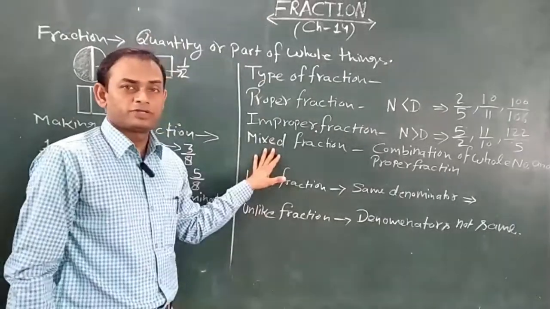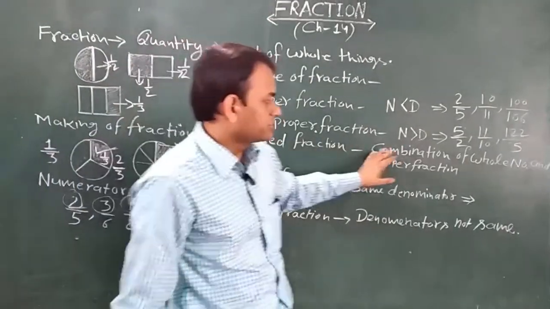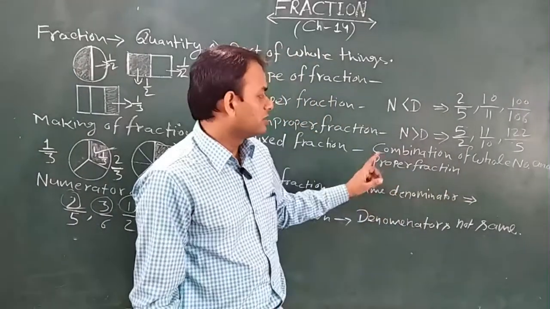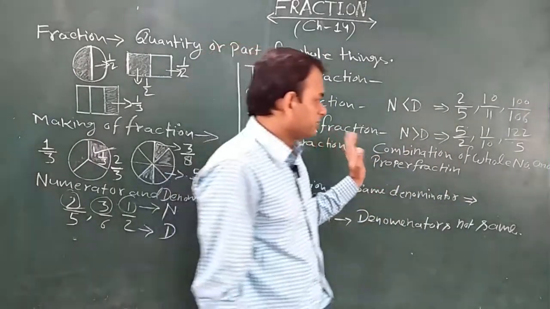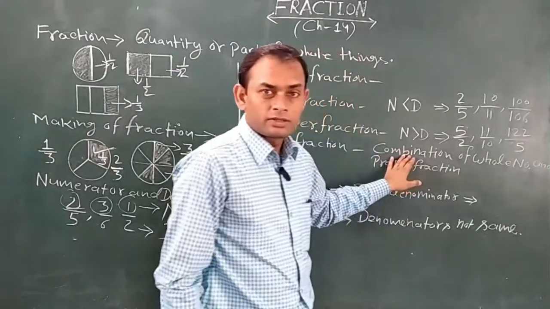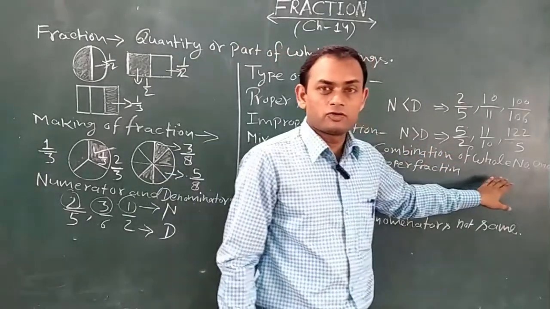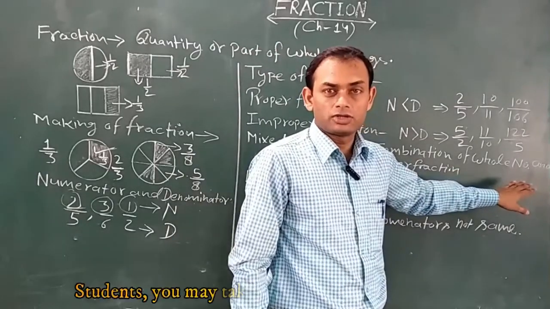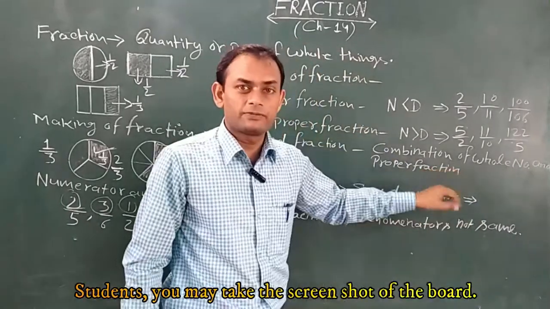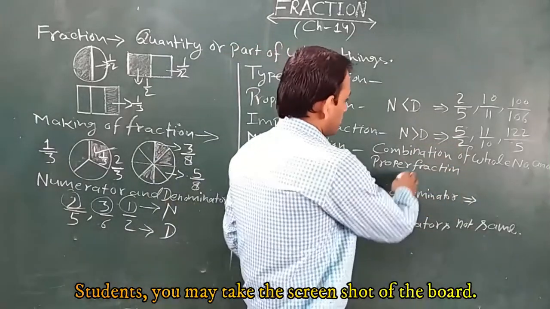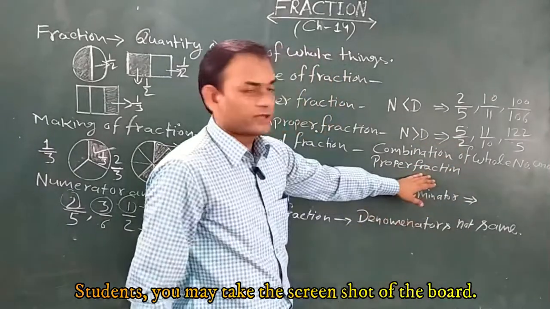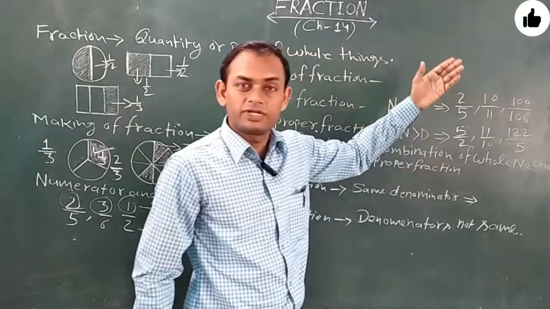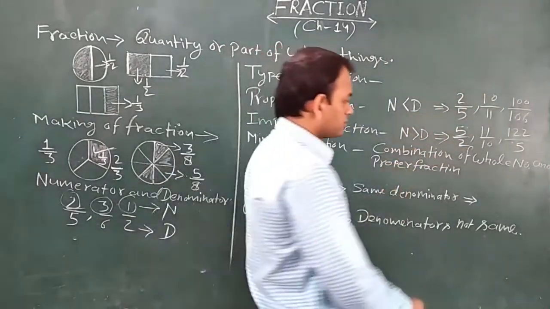Now the mixed fraction. What is the mixed fraction? The combination of a whole number and a proper fraction is called the mixed fraction. What are the whole numbers? All the counting numbers along with 0 are called whole numbers, like 0, 1, 2, 3, 4, 5 till infinite. With the proper fraction, in which the numerator is smaller than the denominator.